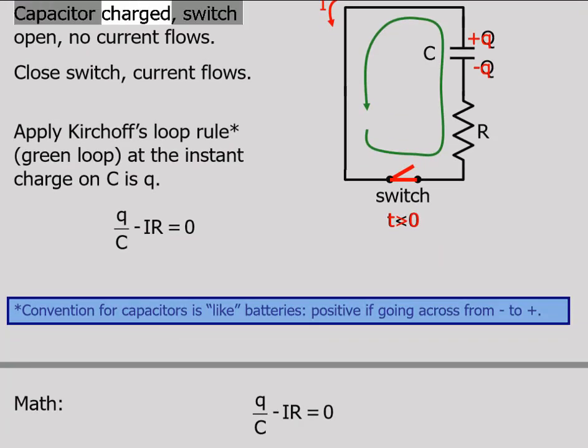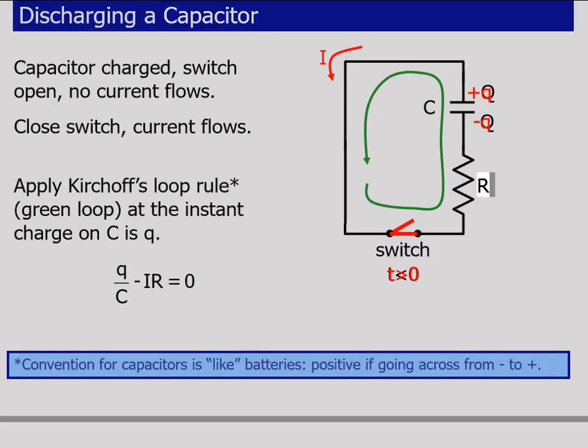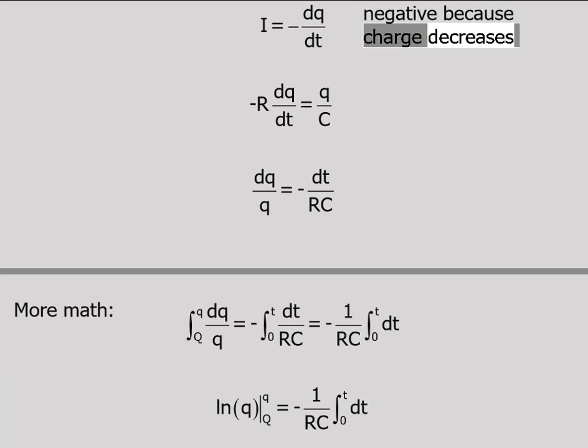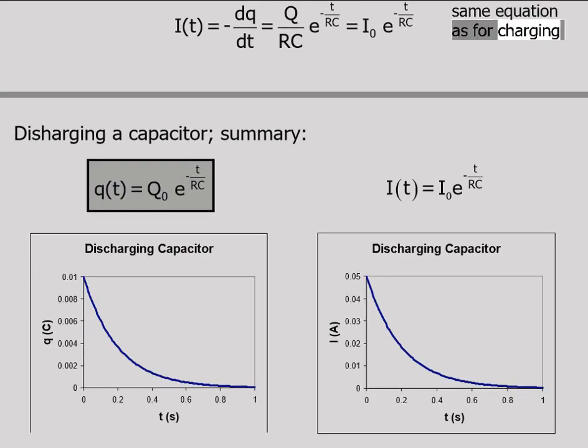Discharging a capacitor. Capacitor charged, switch open, no current flows. At t = 0, close the switch, current flows. Apply Kirchhoff's loop rule, green loop, at the instant the charge on C is Q. The convention for capacitors is like batteries: positive if going across from minus to plus. Plus Q and dQ/dt. Math, negative because charge decreases. More math, same equation as for charging.